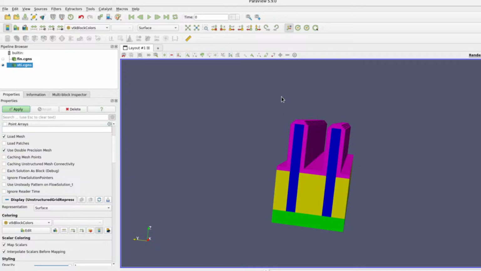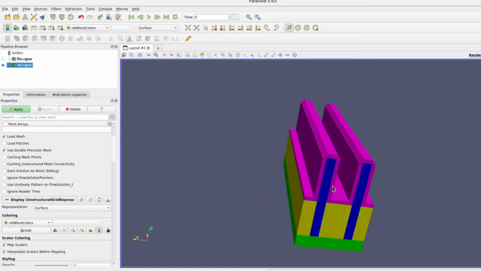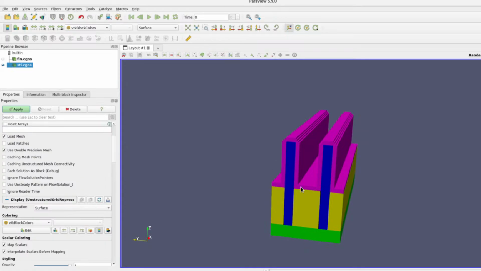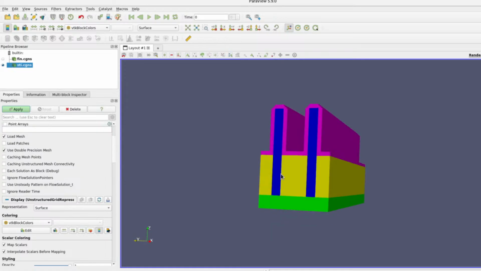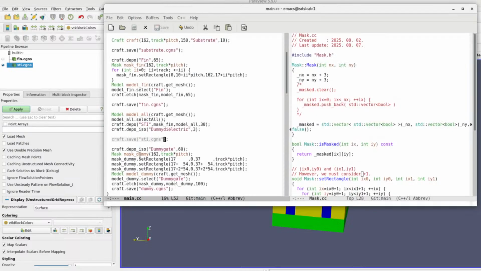After that, we introduce another gate dielectric, so it covers also the fins. Now you can see that it is protected by this thick dielectric. So now let's come back.